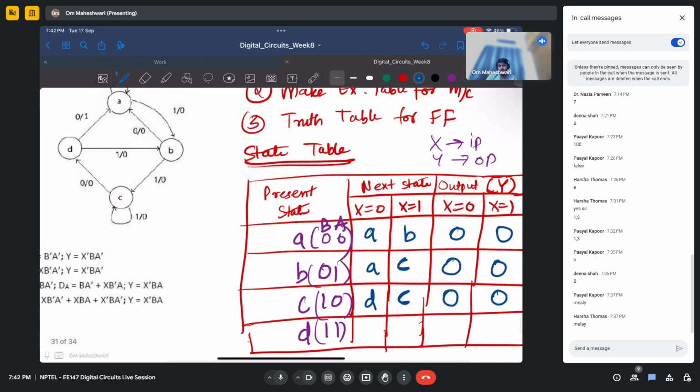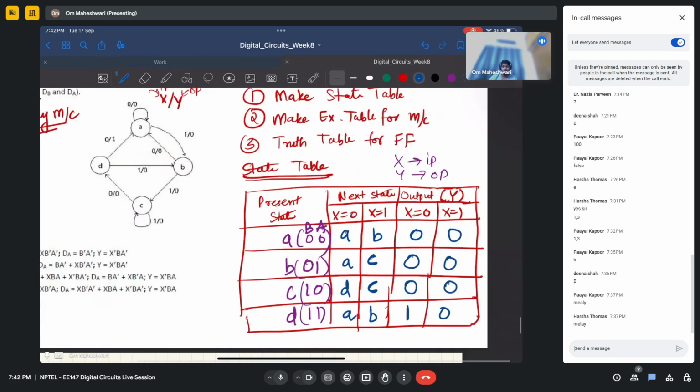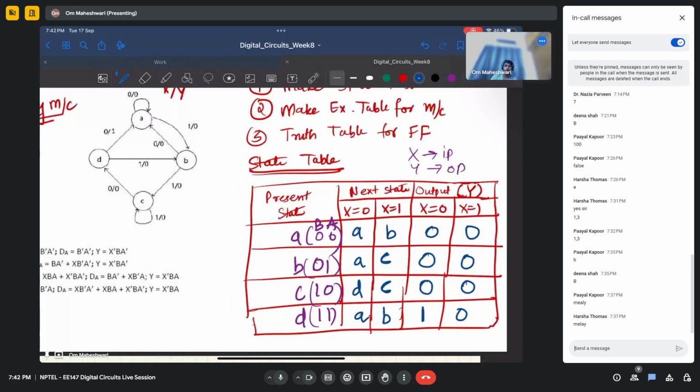Then you start with D, your input is 0, you go to A, and your output is 1. If input is 1, you go to B, and your output is 0. So it will be B and 0 here. So this is your state table, right?